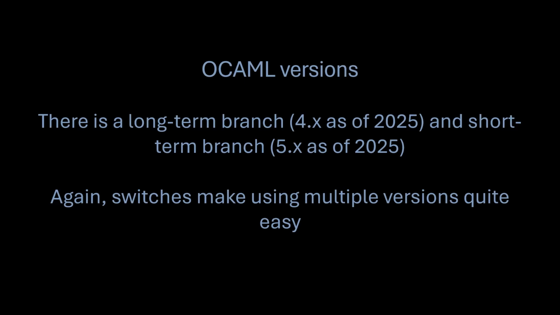Again, as I talked about, there are two main branches you have to deal with, 4x and 5x. Some things are not yet compatible with 5x, aren't supported by them, so that's why 4x is still going on. But there's a pretty good roadmap on how they deal with this. And again, switches compared to Haskell just make it so much easier to deal with.